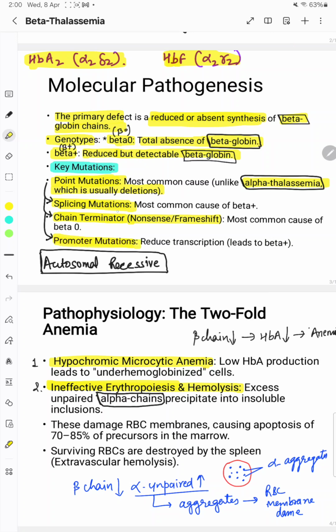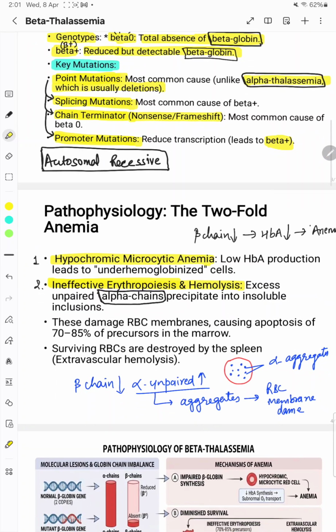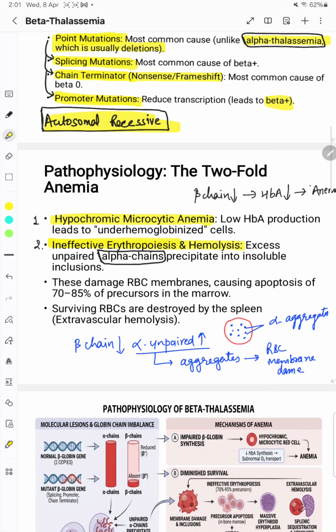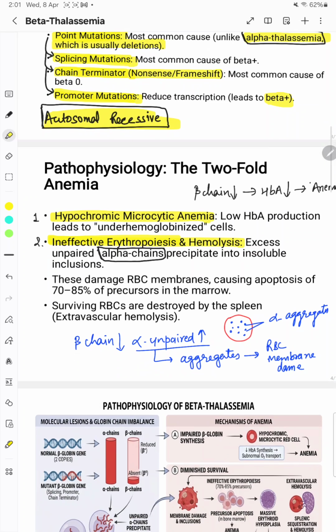Splicing mutation most commonly causes the beta plus type of genotype. Chain terminator mutation is the most common cause of the beta 0 type of genotype, and promoter mutation is seen in the beta plus type of genotype. Beta thalassemia is an autosomal recessive disease.